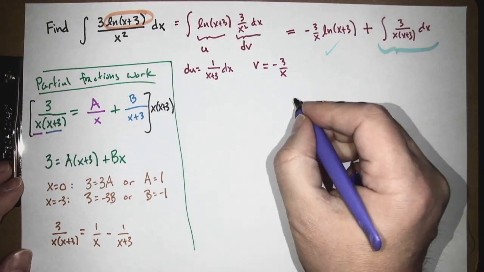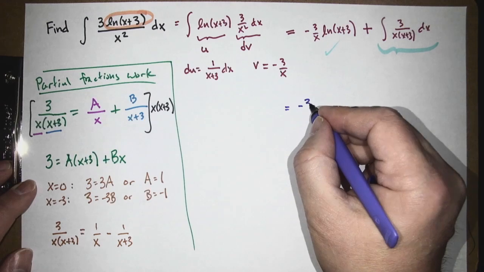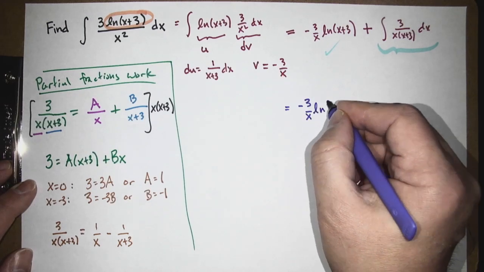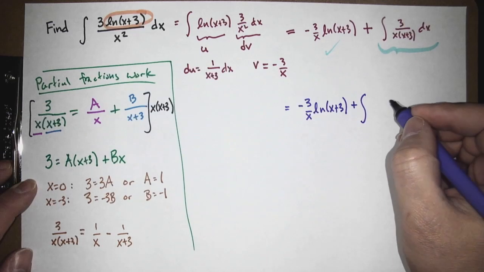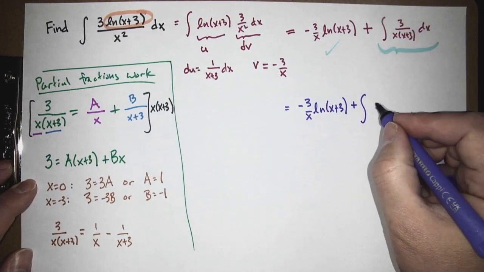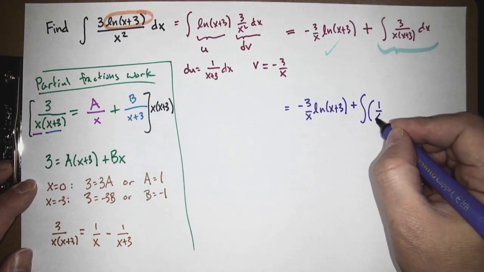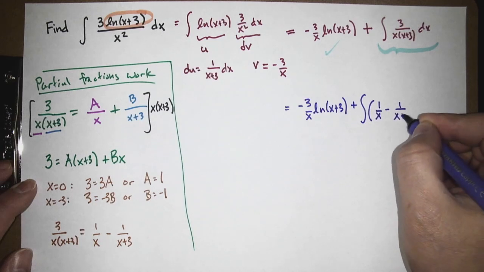Okay, so that was sort of an algebra intermission. But now what that allows us to do is say this second integral, I can replace what we're integrating by something equivalent, namely 1 over x minus 1 over x plus 3.